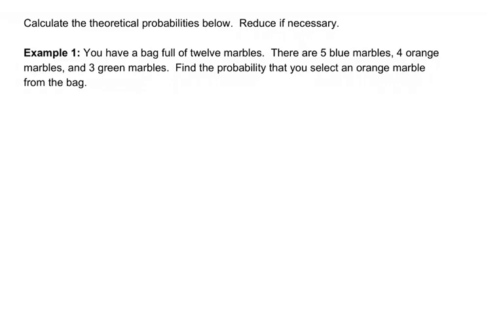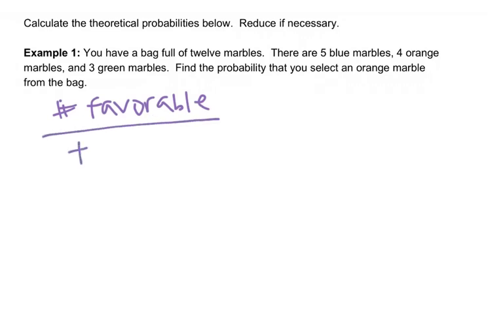So our formula for theoretical probabilities is the number of favorable outcomes over the total outcomes. So when we're looking at favorable, it's what the question is asking that you would select. So orange marbles are going to be our favorable outcome. And when we're looking back at the problem, there are 4 orange marbles. So that's the number that's going to go on top of the fraction. 4 is going to go right here.